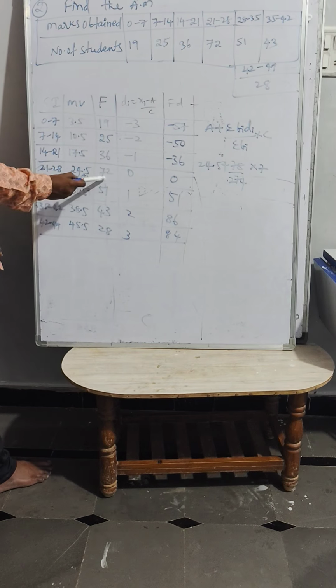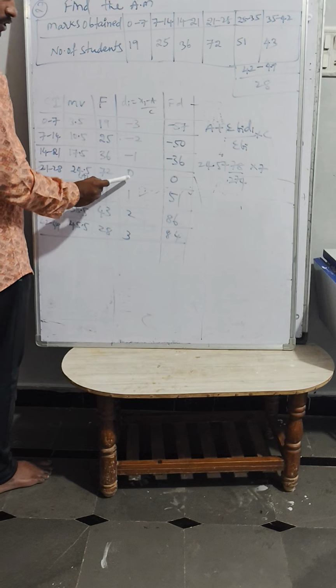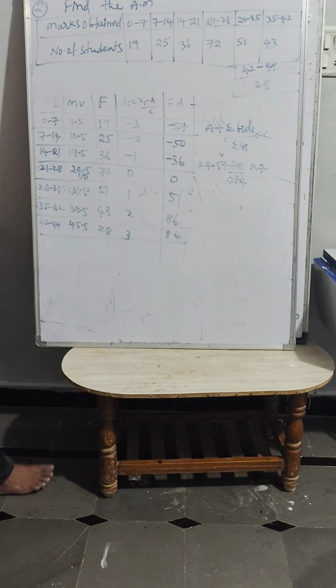Now, the highest frequency value is there. What is it? 72. This is the A value. This one minus this one: 24.5 minus 24.5... 3.5 minus 24.5 is minus 21, minus 21 by 7. These are the differences: minus 3, minus 2, minus 1, 0, 1, 2, 3, it will come, children. 10.5 minus 24.5 is minus 14, minus 14 by 7. These are the differences, Xi minus A by C, the D value.